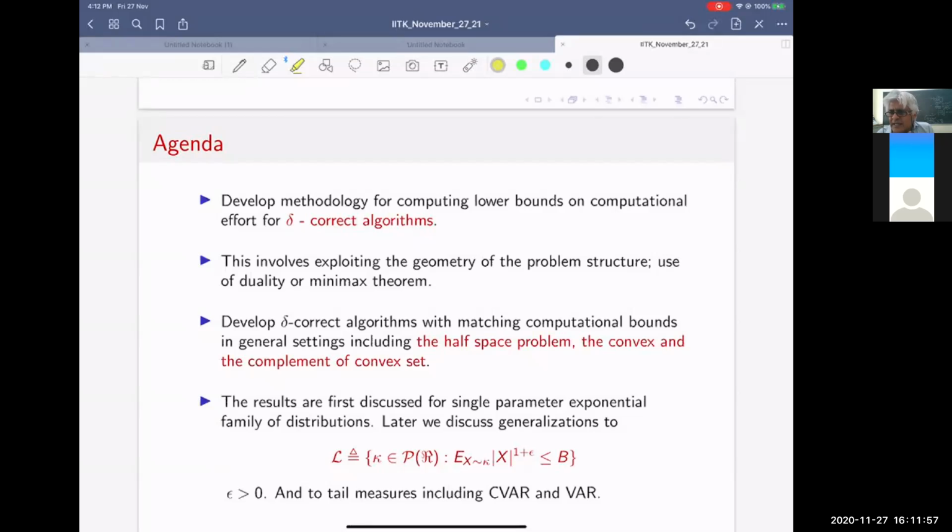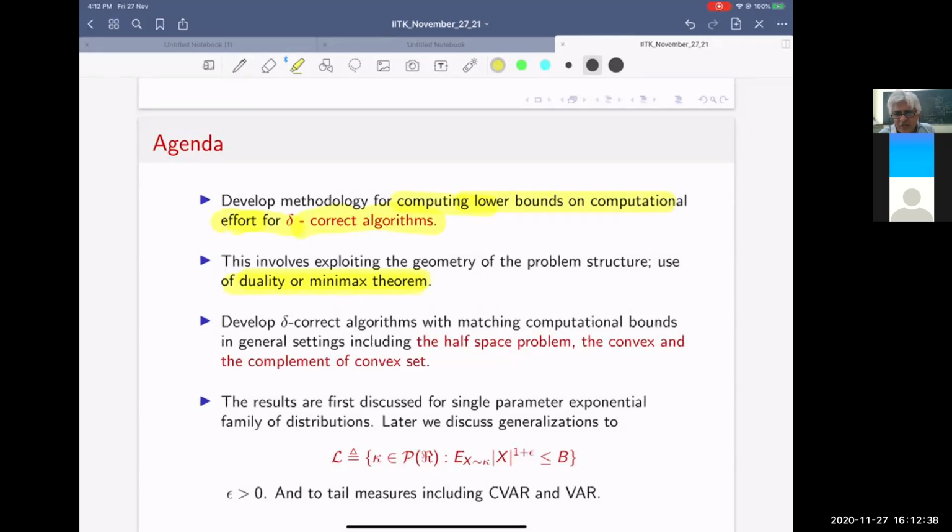So far, later we specialize to means, CVaRs and value at risk, and you'll see why one needs to do these things as we go along. So we develop a methodology for computing lower bounds on computational effort. It's very nice that you can come up with a very crisp methodology: any algorithm which is delta-correct, meaning it's going to make an error with at most a pre-specified delta probability, has to satisfy some lower bounds. You can't help it. And that lower bound gives you a very crisp max-min problem. This involves exploiting the geometry of the problem structure, on which you can use duality and the min-max theorem. So you can really understand the lower bound problem very well.